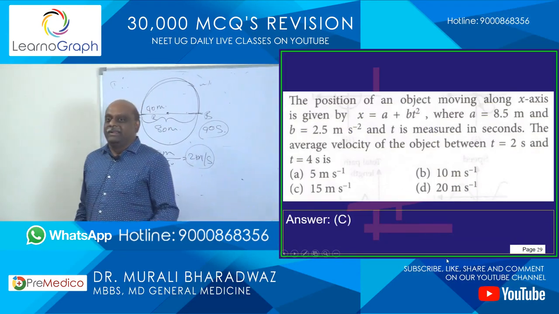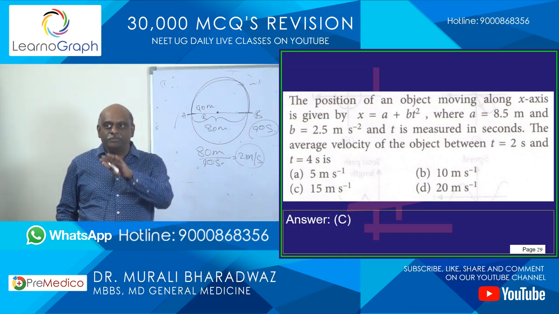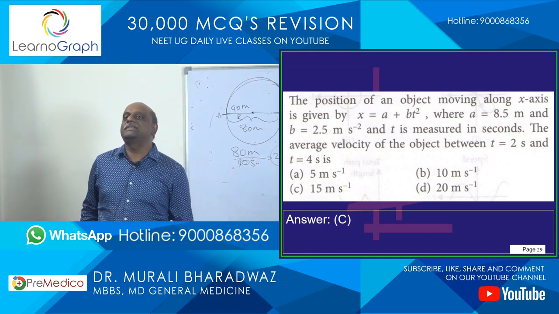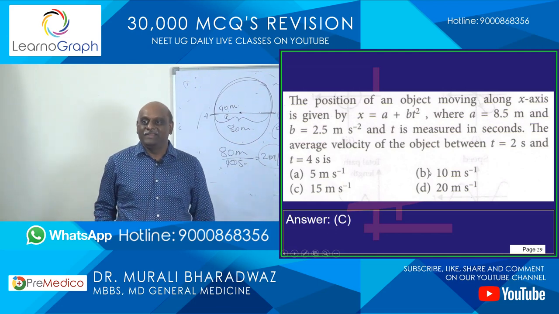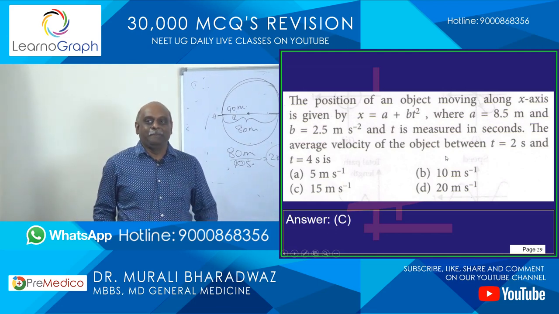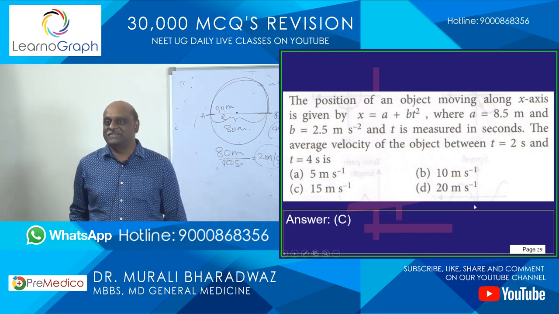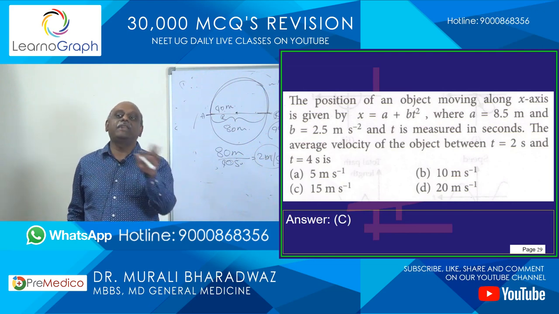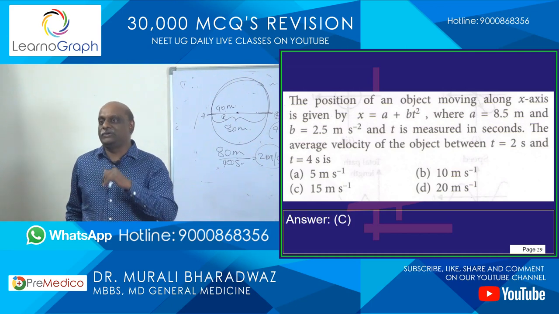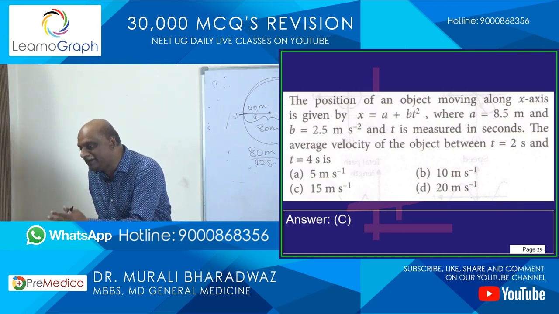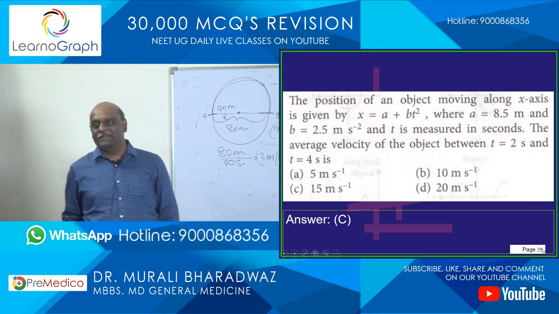Now, this is a very interesting question. The position of an object moving along the x-axis is given by x is equal to a plus bt square, where a is 8.5, b is 2.5 meters per second square, and t is measured in seconds. So, what is the average velocity of the object between t is equal to 2 seconds and t is equal to 4 seconds, is the question of the examiner.